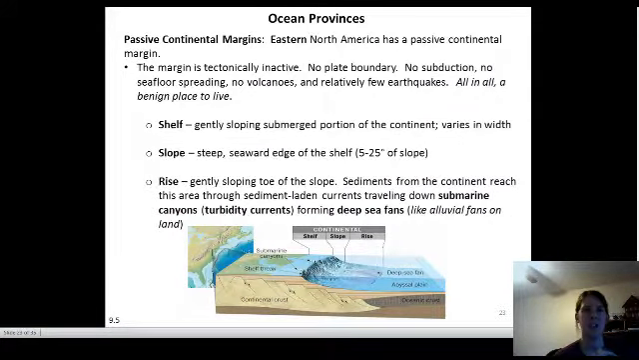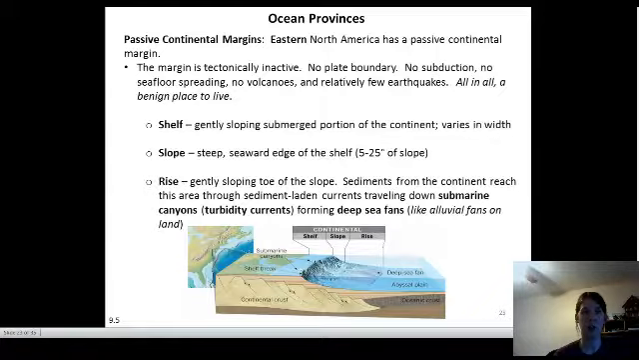So that cross-section showed passive continental margins. Eastern North America and Western Africa both have passive margins. What this means is that the margin is tectonically inactive. There's no plate boundary there. No subduction, no seafloor flooding, no volcanoes, minimal earthquakes. A really stable place to exist. The East Coast, in terms of ground stability, is much more stable than significant areas in California, for instance.